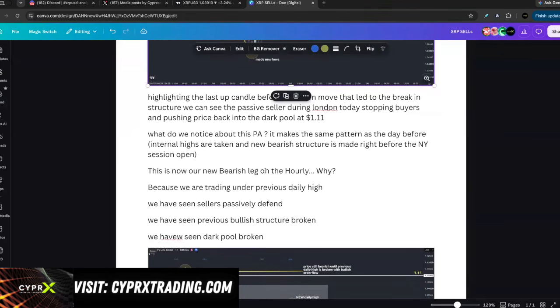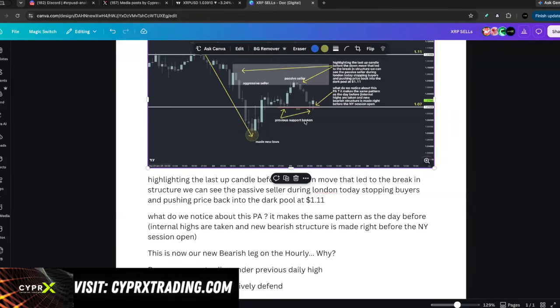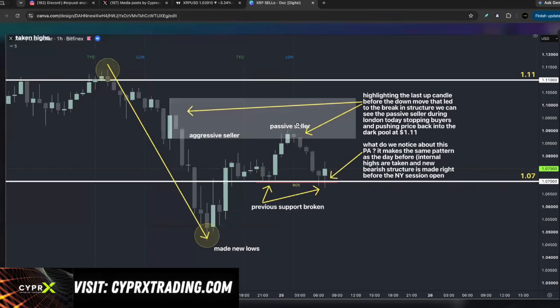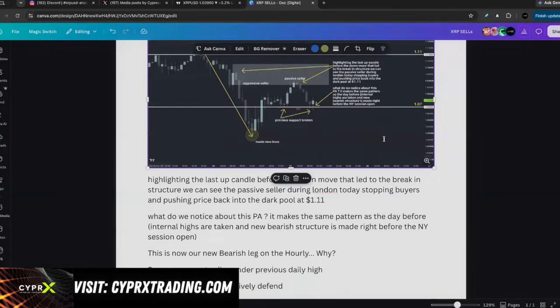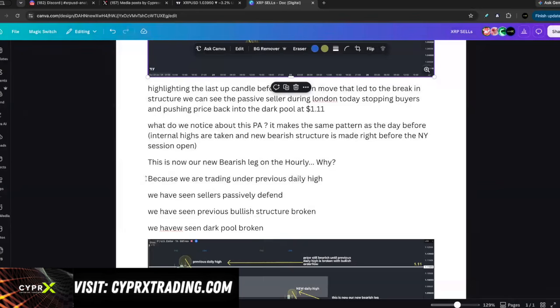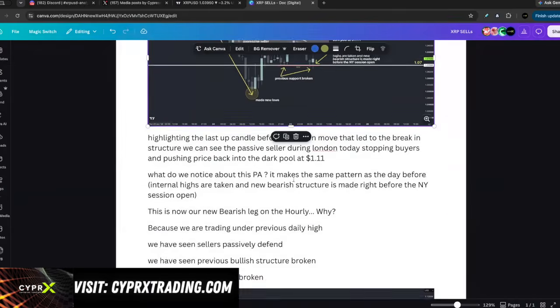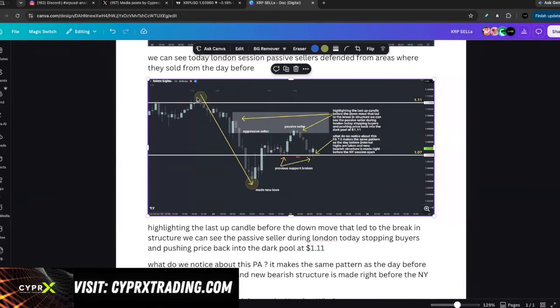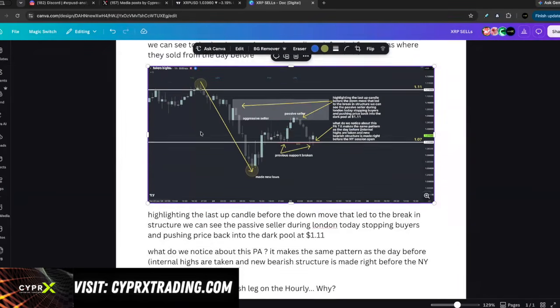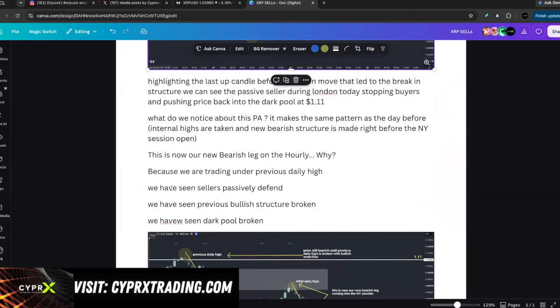This is now our new bearish leg on the hourly. And again, that's this bearish leg here from A down to B. Why? Because we are trading under previous daily highs. Number one, remember from yesterday's Asia high, we are trading underneath of that area of interest here. Number two, because we have seen sellers passively defend an area of interest where they were previously aggressive. Number three, we have seen previous bullish structure broken.